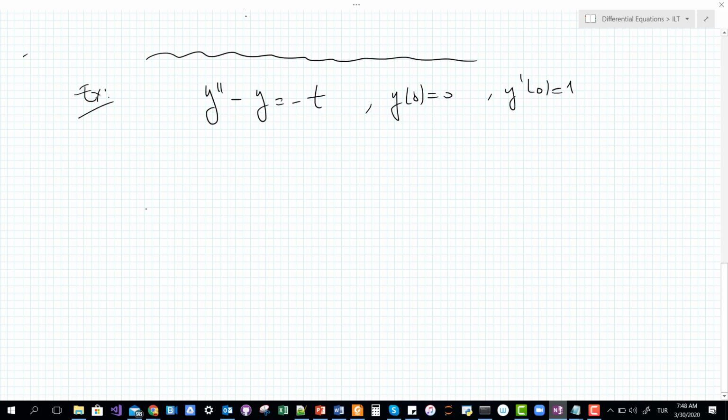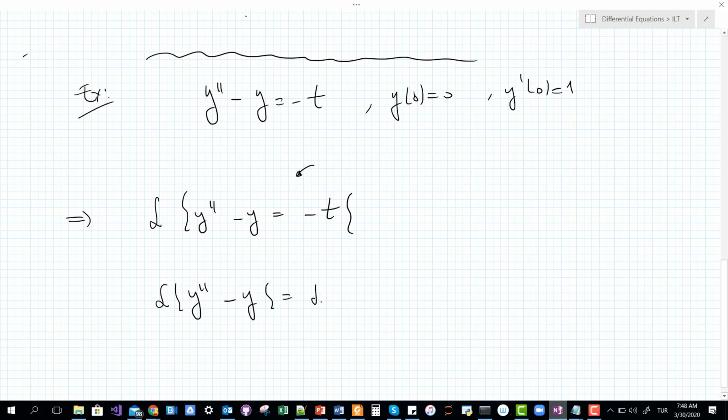So how am I going to use the Laplace to solve the differential equation? In this way, guys. I need to take the Laplace of the given differential equation. I'm going to take the Laplace of both sides. All equality needs to be replaced into my Laplace. So from here, you need to take the Laplace of the left-hand side and the right-hand side separately: Laplace of y second prime minus y, and then Laplace of negative t.